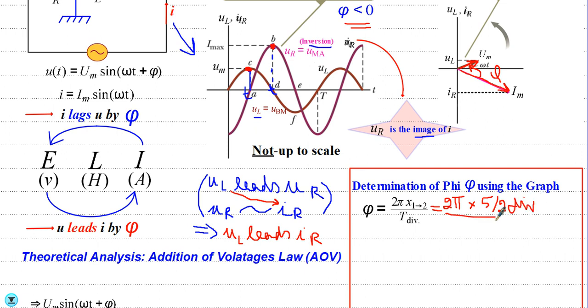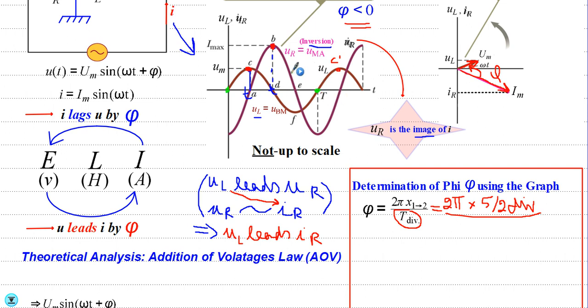However, the T divisions, what do we mean by T divisions? It is the divisions of one period. So we take, for example, C and C prime from peak to peak. That's one period. Or we take it, for example, from rest to rest. This is one period.